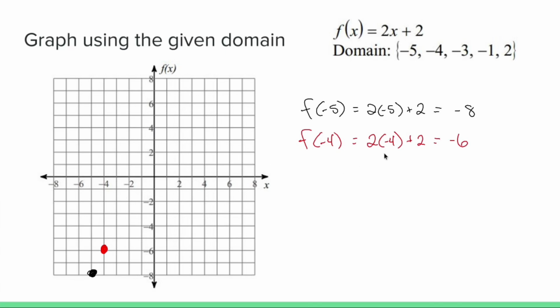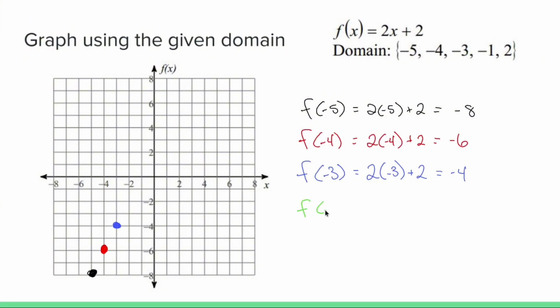Let's do it again. F of negative 3 is the same as 2 times negative 3 plus 2. 2 times negative 3 is negative 6. Negative 6 plus 2 is negative 4. So negative 3, negative 4 is going to be this point, negative 3, negative 4 right there. We can kind of see a straight line beginning to develop. That's going to be the case because that is in the form y equals mx plus b. But now I'm skipping a few.